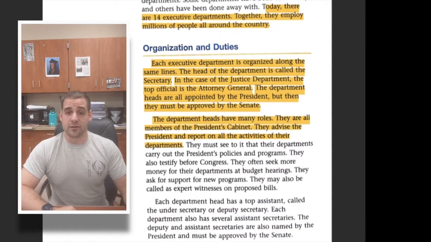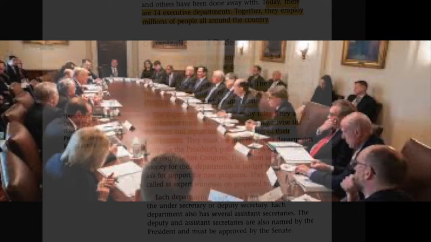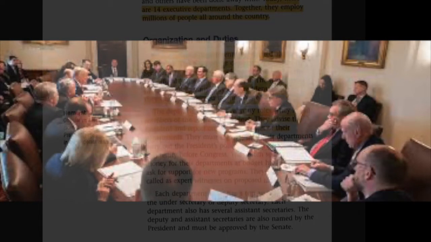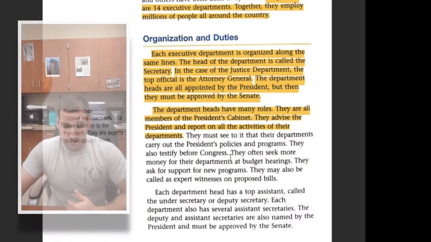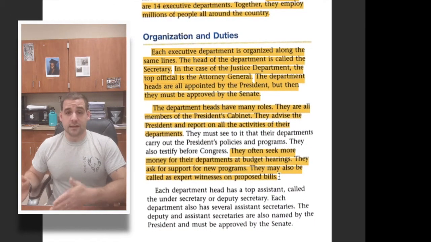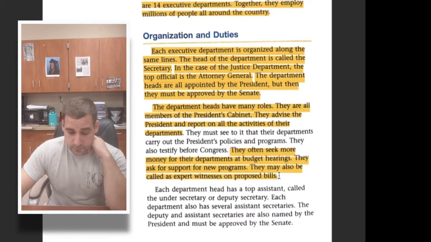Secretary of Transportation is going to deal with the roads and things like that. So it's their job to make sure the president's wishes are getting carried out for each one of their departments and their fields. They can often try to get more of the budget allotted to them so they can improve their field and improve their programs.